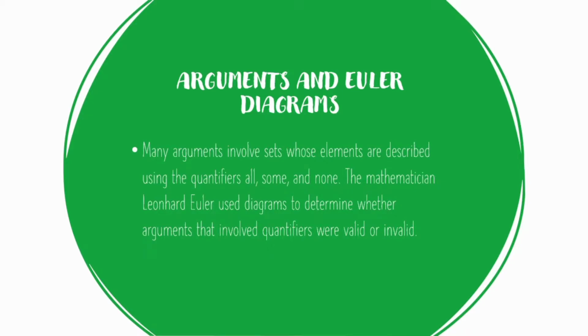Arguments and Euler Diagrams. Many arguments involve sets whose elements are described using the quantifiers all, some, and none. The mathematician Leonhard Euler used diagrams to determine whether arguments that involve quantifiers were valid or invalid. There are some parts of an argument. It is composed of premise and conclusion.